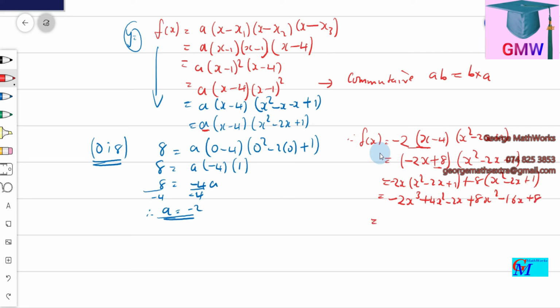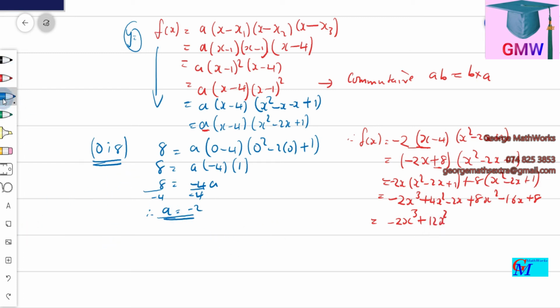Now simplifying further, this one is coming out as it is, minus 2x cubed, then 4x squared, I have 4x squared plus 8x squared, that's plus 12x squared there. I have plus 12x squared. Then I also have this part here.